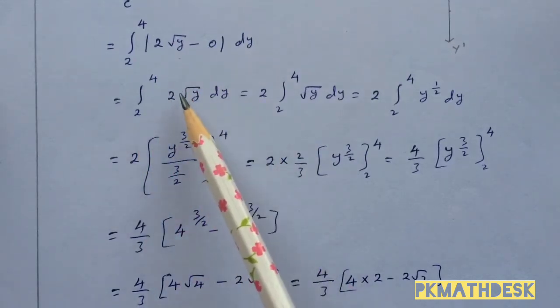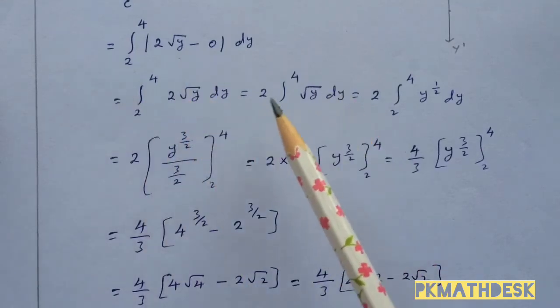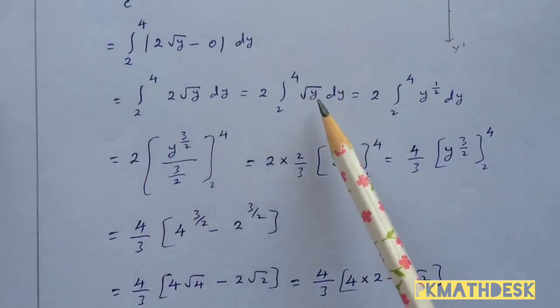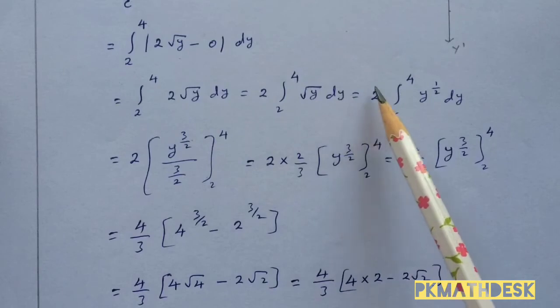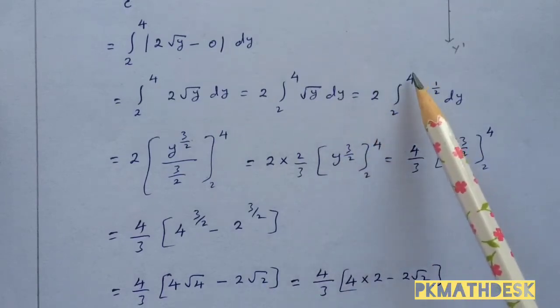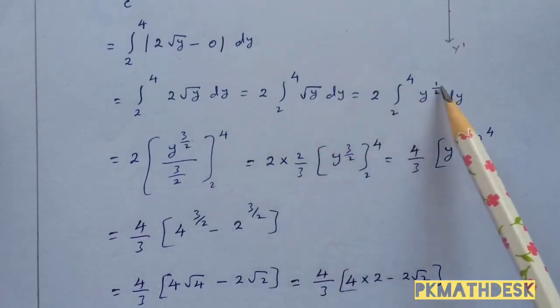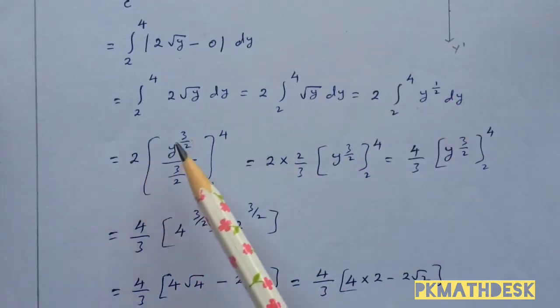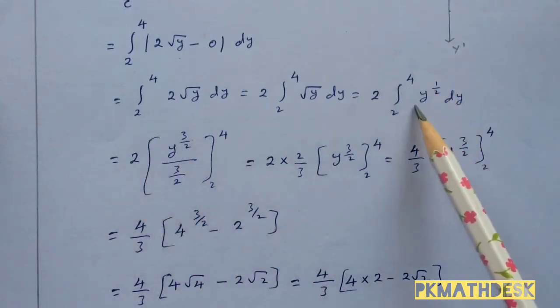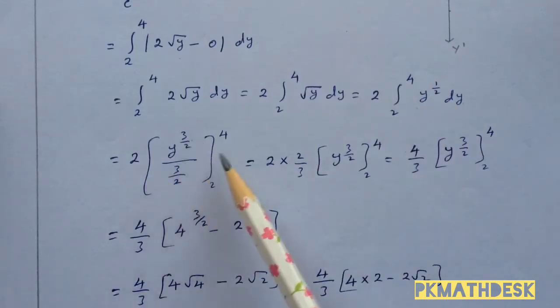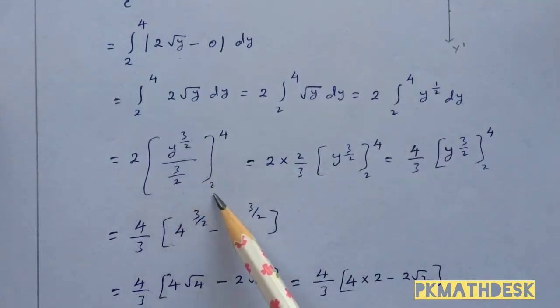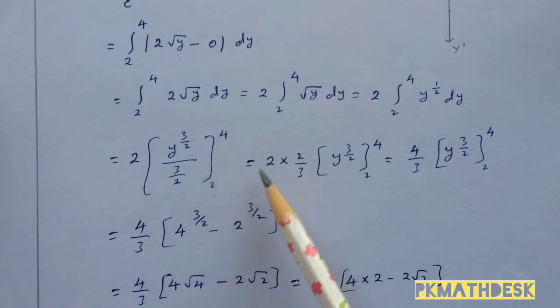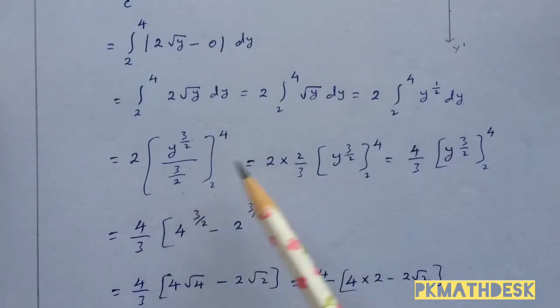Take the constant outside of the integral, that is equal to 2 into integration of 2 to 4 square root of y into dy, which is 2 into integration of 2 to 4 y power 1 by 2 into dy. That is equal to 2 into y power 3 by 2 divided by 3 by 2, the limit is 2 to 4.